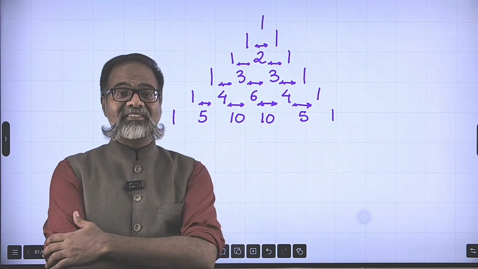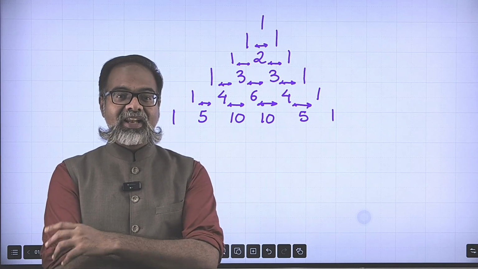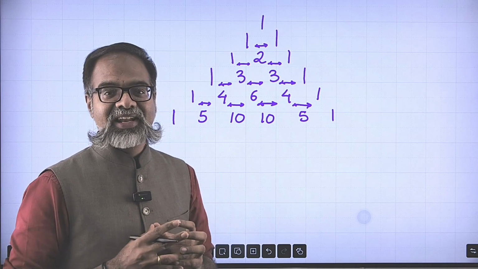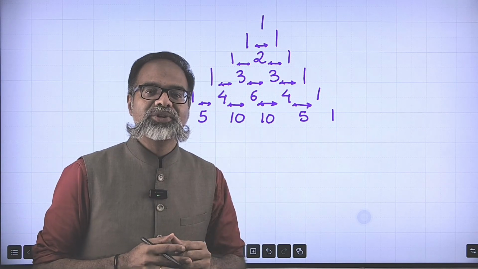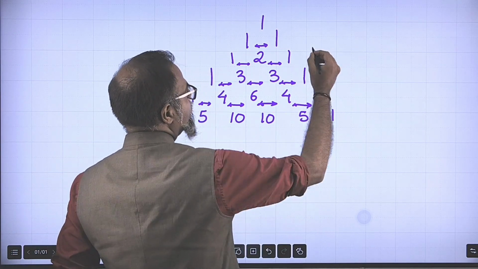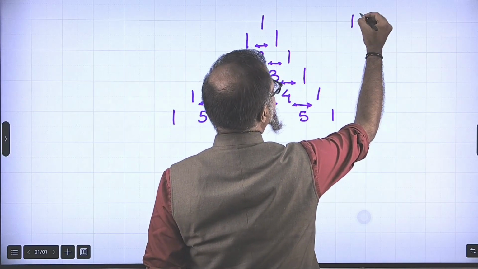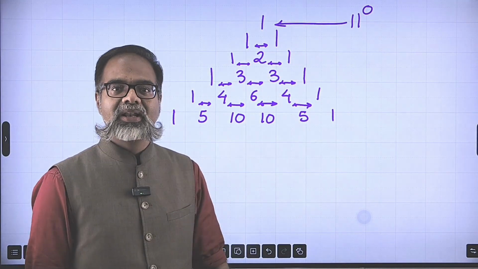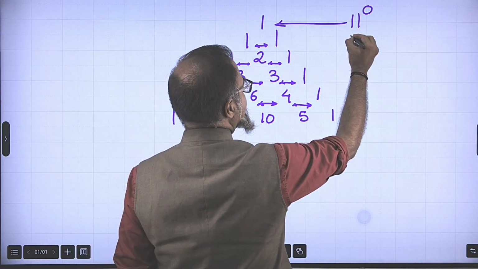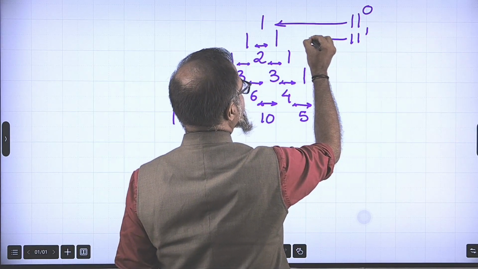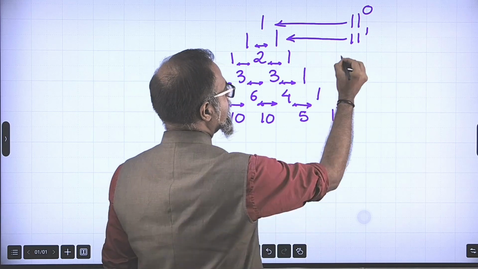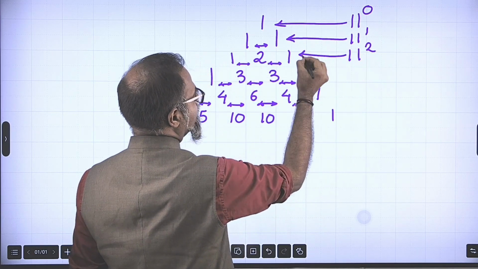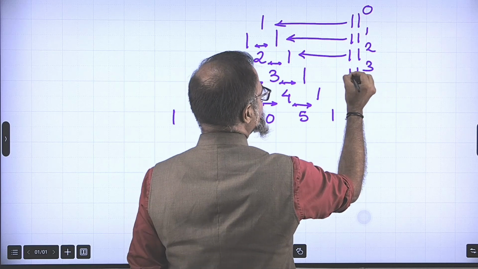Why is this triangle very interesting? Well, let's do some quick observations. The number 11 is actually very closely related to this particular triangle. If you see the value of 11 to the power 0, then that is the first number in the triangle, that is 1. 11 to the power 1 is 11, 1 and 1. 11 square is 121.